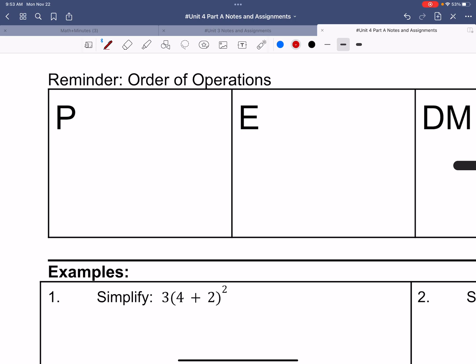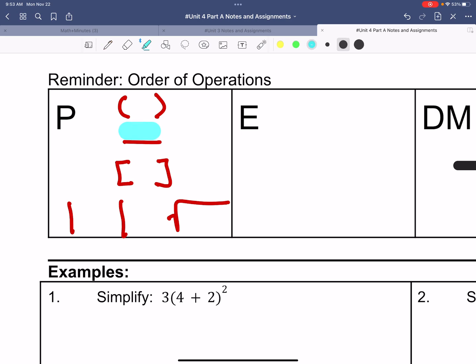And just a reminder to you, grouping symbols can be parentheses, they can be fraction bars, they could be brackets, they could be absolute value symbols, they can be radicals. Those are all examples of grouping symbols. And if we're working with a fraction bar, we're talking about doing the stuff on the top and the stuff on the bottom.